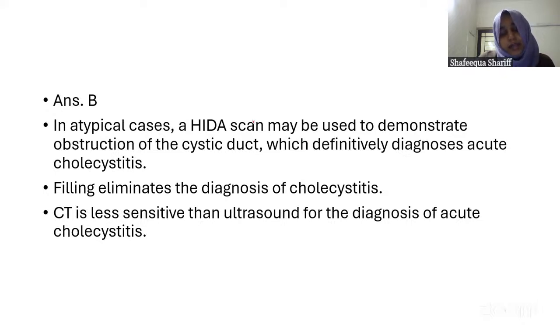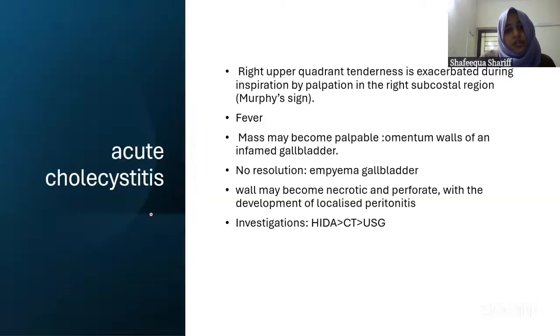So the entire biliary flow can be seen. But whenever there's an obstruction, it may be used to demonstrate, because there'll be no flow. So you can realize that there's an obstruction somewhere. Whenever the gallbladder is not visible, it is a definite diagnosis of acute cholecystitis. But the filling eliminates the diagnosis of cholecystitis. CT is comparatively less sensitive than ultrasound for acute cholecystitis.